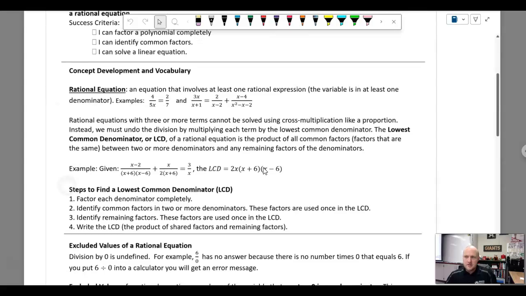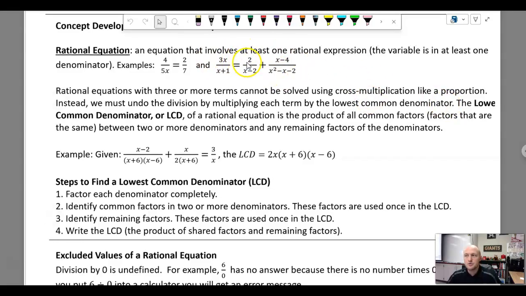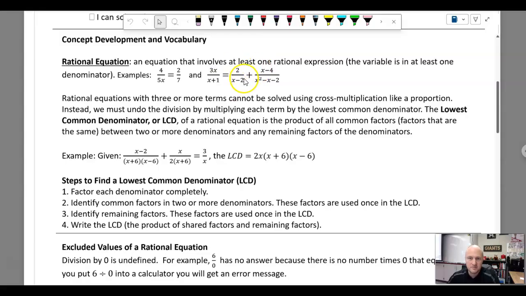First of all, a rational equation is an equation that involves at least one rational expression, where we have a variable in the denominator. Both of these are rational equations because we have one thing equal to another, and notice we have variables in the denominator. Rational equations with three or more terms cannot be solved using cross multiplication like a proportion. So for this example, we cannot do the butterfly method, or cross multiply.